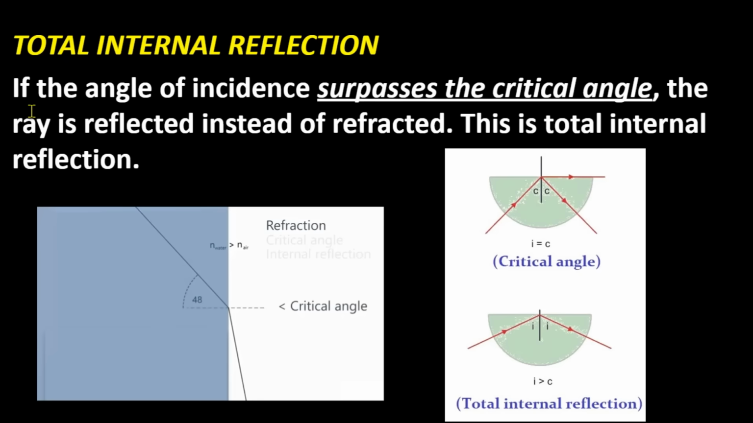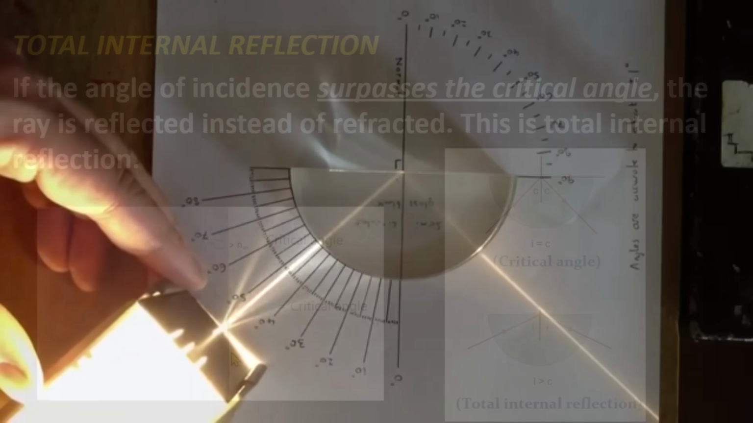Total internal reflection occurs if the angle of incidence surpasses the critical angle. The ray is reflected instead of refracted. So for example, what we can see here, this is your critical angle. So this is the angle of incidence, and this is the refracted ray here. Now if this critical angle was increased by even 1 degree, we are not going to see any refracted ray here. What we're going to see is just a reflected ray seen as below here. So this would be our incident ray and our reflected ray. Here we can see on the animation to the left, we can see it occurring here.